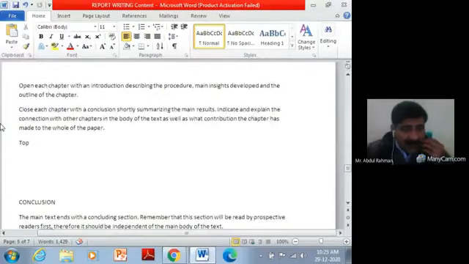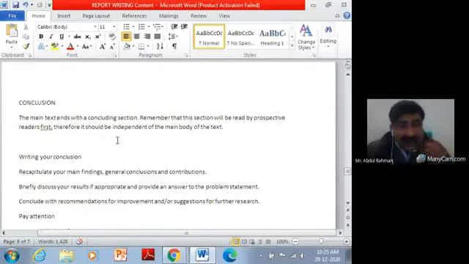Then we have got the conclusion, right? The main text ends with a concluding section. Remember that this section will be read by prospective readers first, therefore it should be independent of the main body of the text, right? Because people most of the time start from the conclusion, then they come back to the introduction, and then literature review, methodology, and then results.